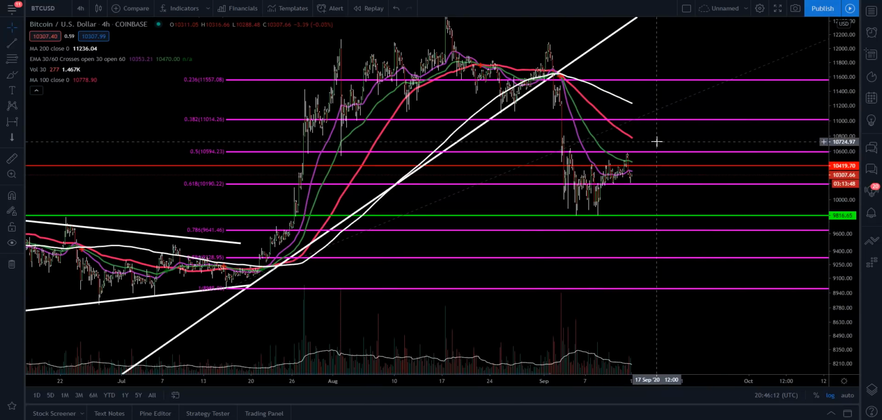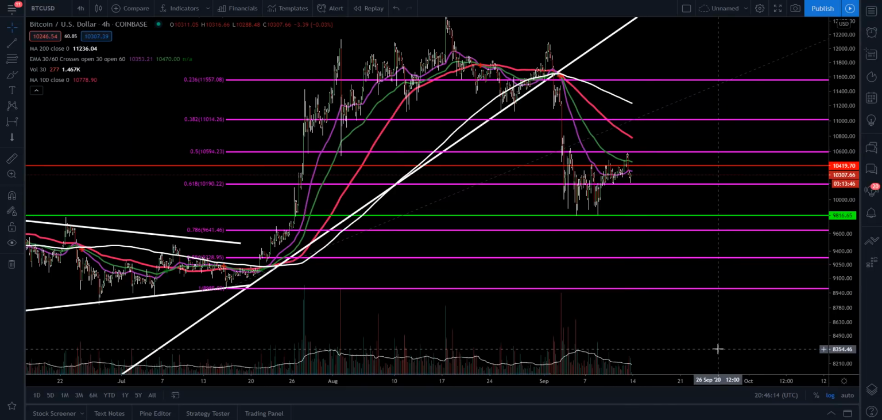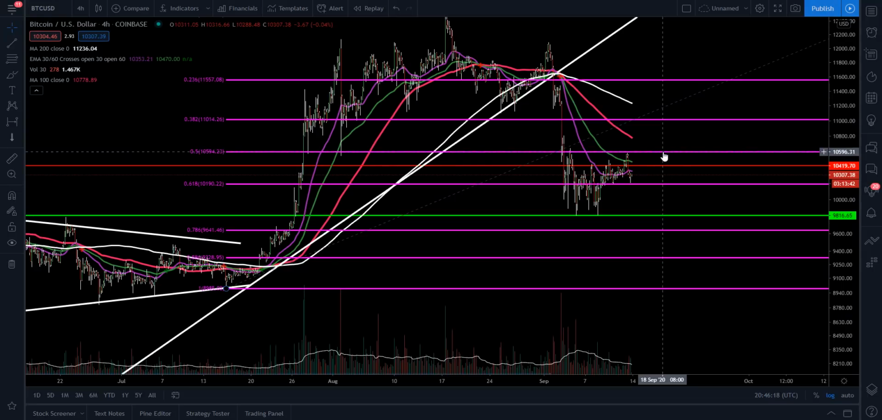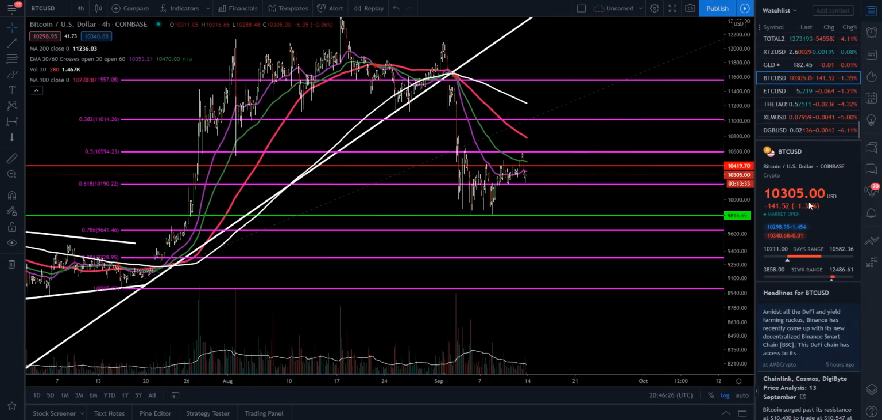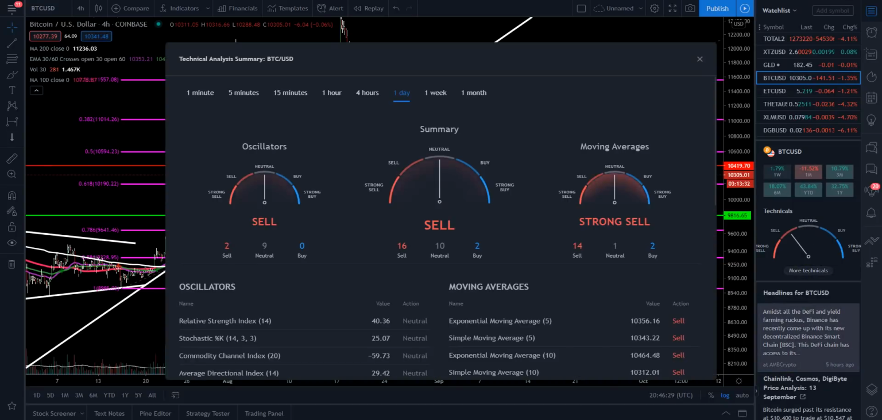So now we have to get back up through those moving averages, and on this Fibonacci here, if we can hold the 0.618, now we have to get back up through that 0.5, and that's going to be at $10,594 for overhead resistance. If we take a look in here on TradingView, for the technicals, we have a 16 sell, 10 neutral, and a 2 buy. Oscillators 2 sell, 9 neutral, and 0 buy. Moving averages pressing down upon us.